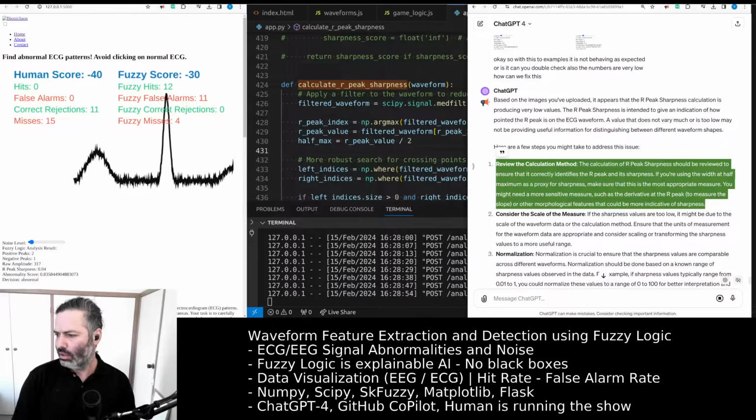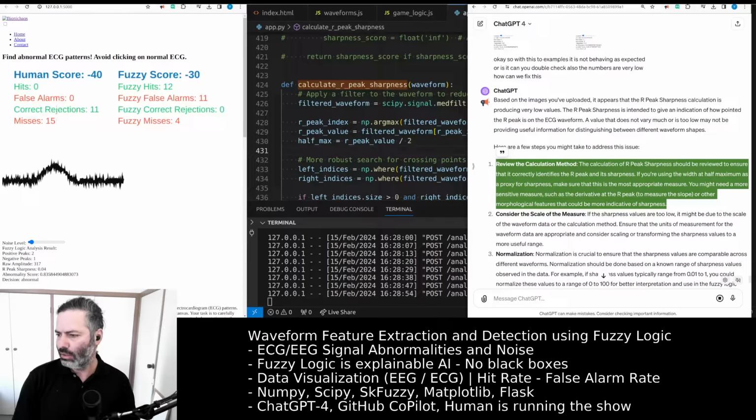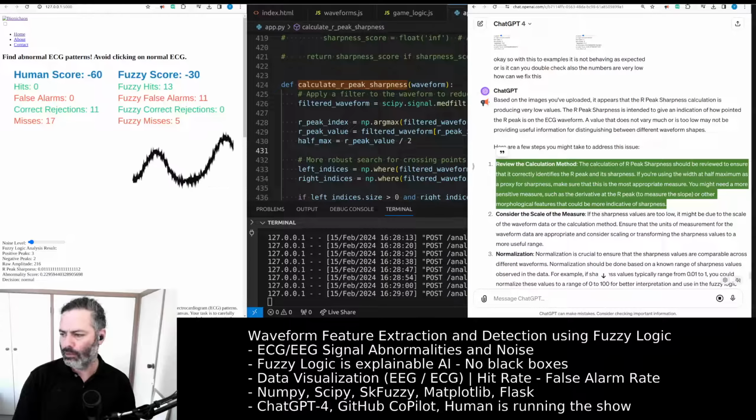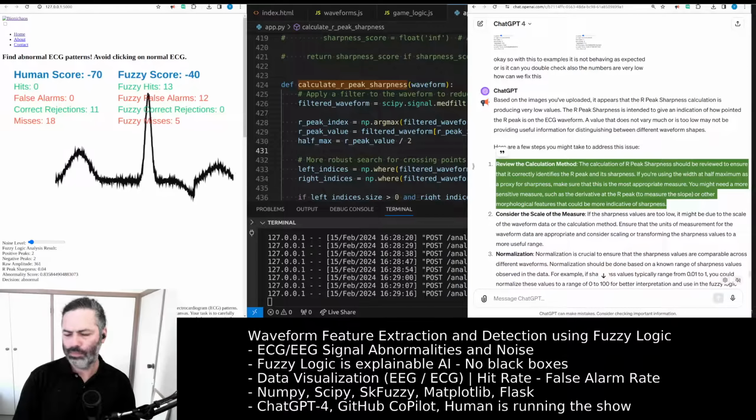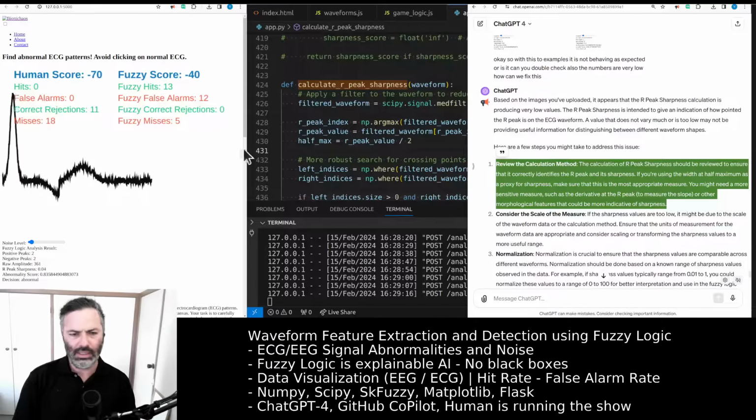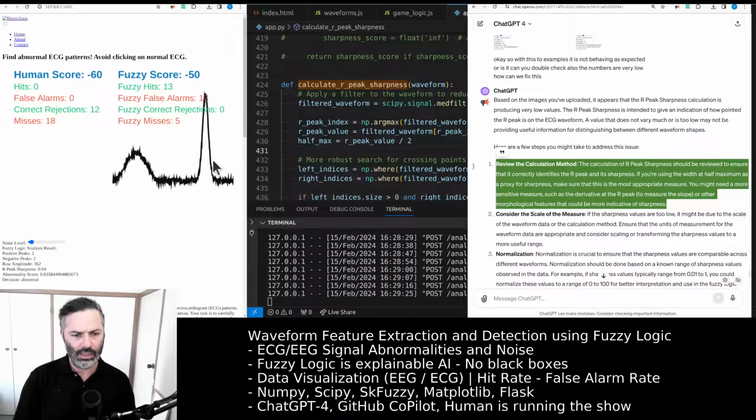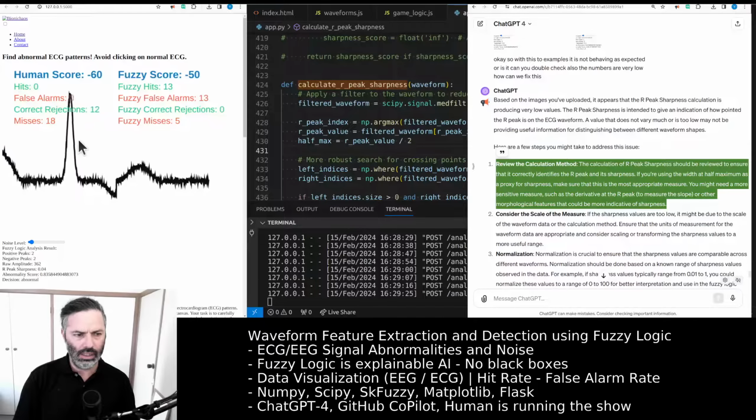Review the calculation method. The calculation of R-peak sharpness should be reviewed to ensure that it correctly identifies the R-peak and its sharpness. If you're using the width at half maximum as a proxy for sharpness, make sure that this is the most appropriate measure. You might need a more sensitive measure, such as the derivative at the R-peak, to measure the slope, or other morphological features that could be more indicative of sharpness. Yeah, I thought the distance between the two should be fine. What's wrong with that? So it's finding the maximum peak and taking halfway distance.